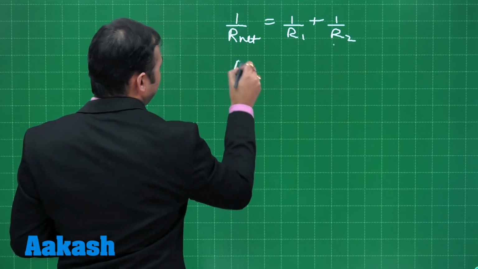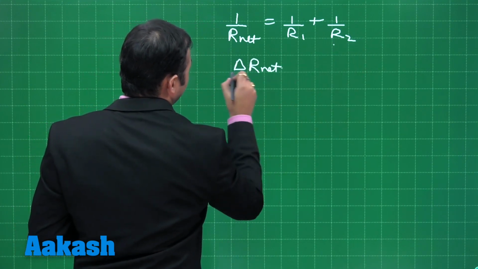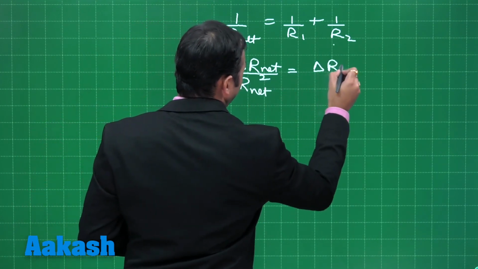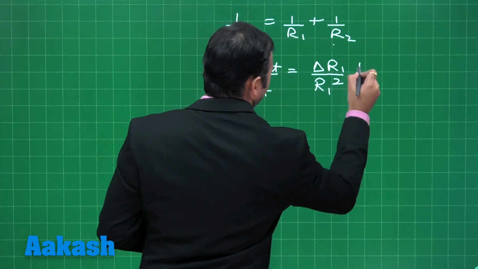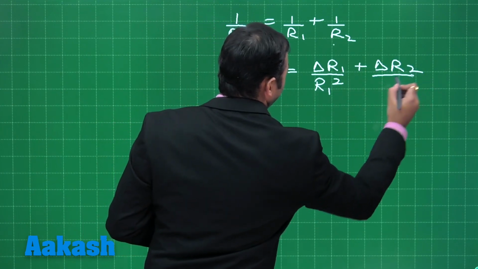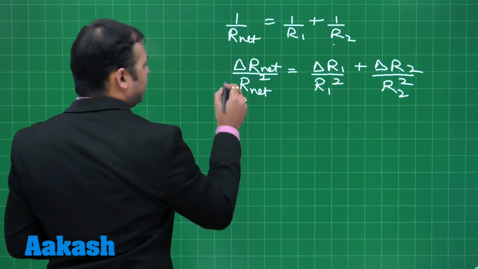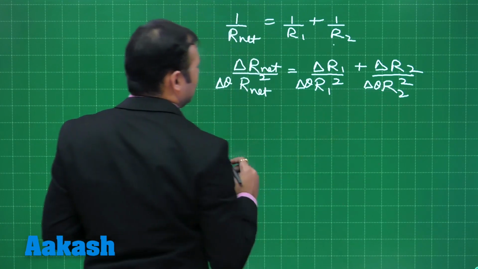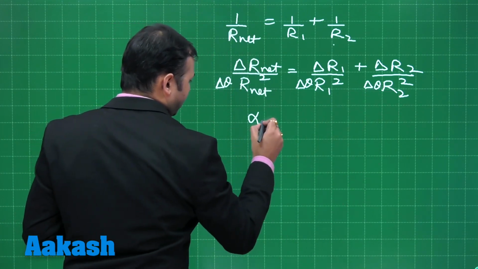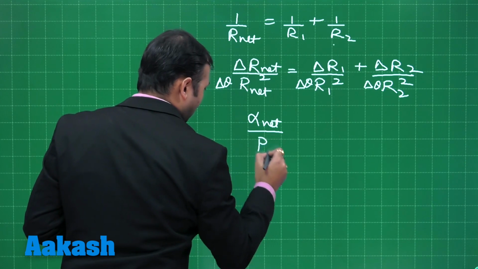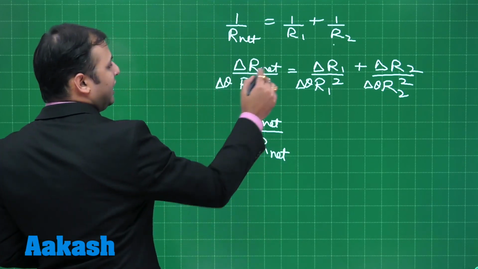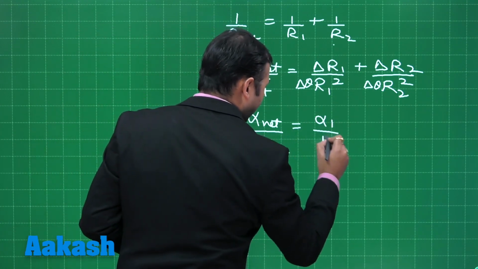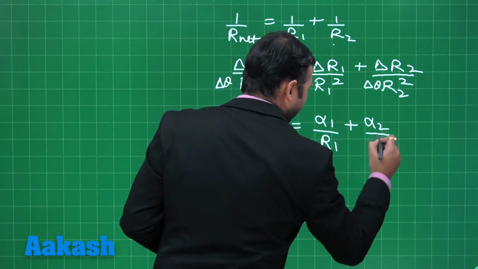For the error method we can write delta R net divided by R net whole square would be equal to delta R1 divided by R1 square plus delta R2 divided by R2 square, right? If I divide by delta theta on both sides, what I will get is alpha net upon R net, right? Because delta R net by delta theta into R net is alpha net. Similarly here it would be alpha 1 by R1 plus alpha 2 by R2.